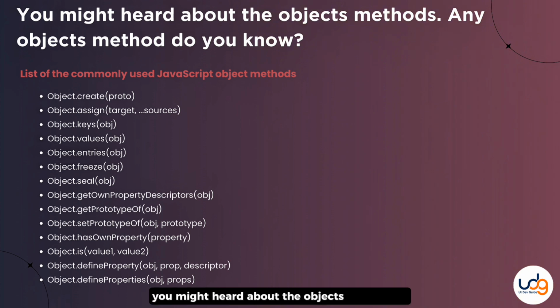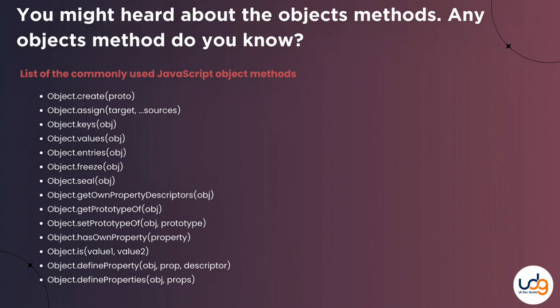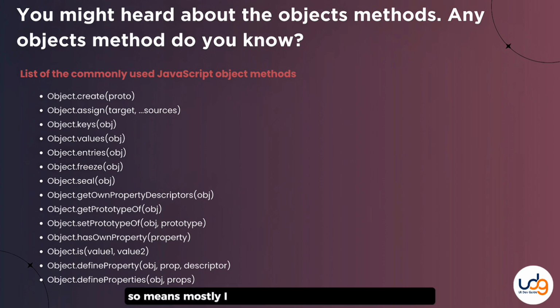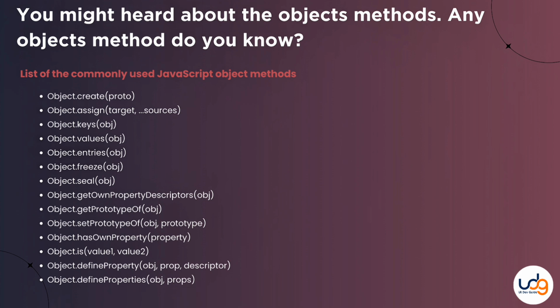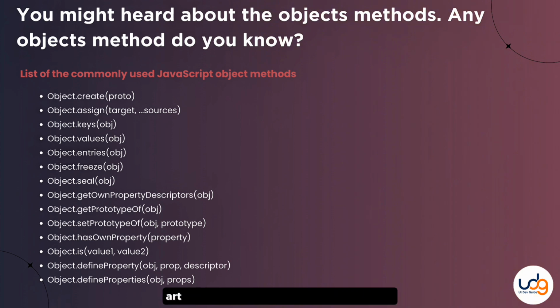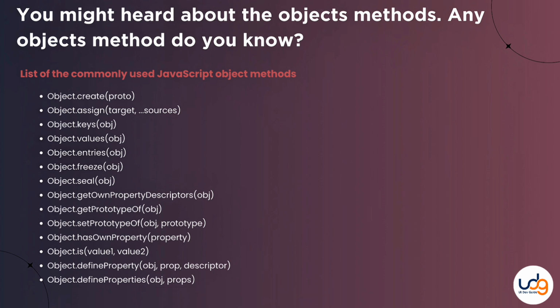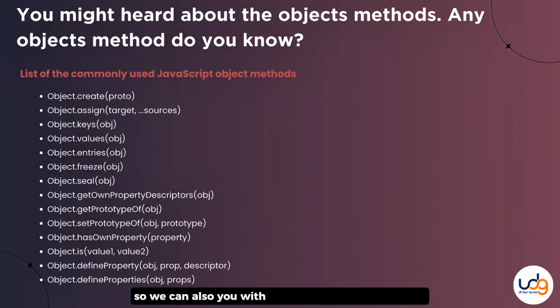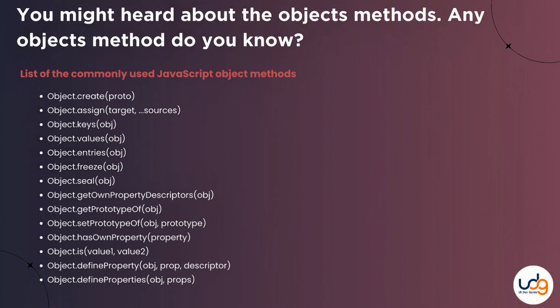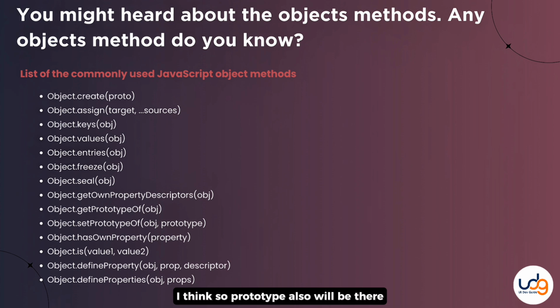Okay, so you might have heard about object methods. Any object methods do you know? Mostly I have used Object.keys, entries, on a normal basic object. Object.keys is to get all the keys of that object, and entries will give an array of key value pairs. Other than that, delete, add. We can also use Object.create to create a new object. I think prototype also will be there. These are the basics I have used.